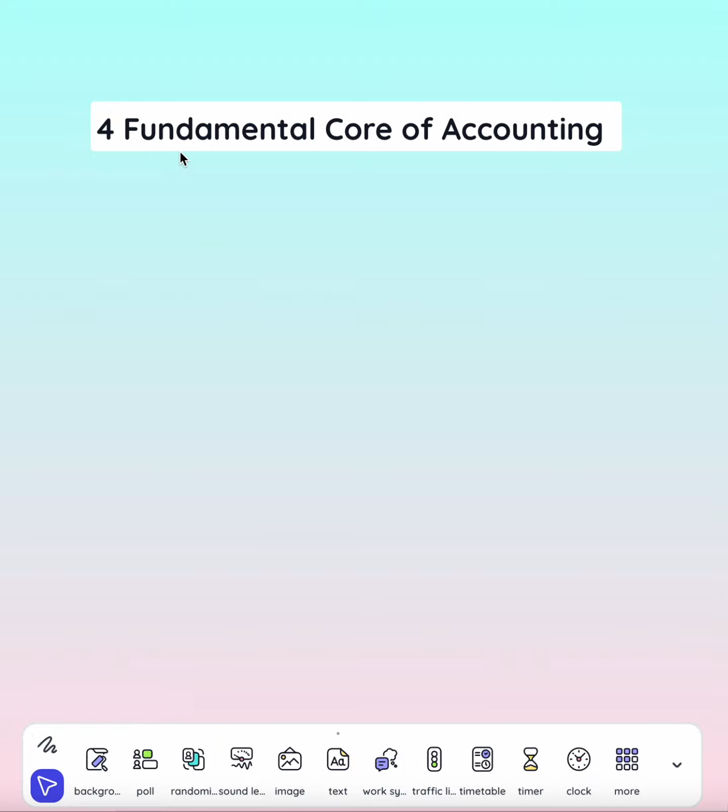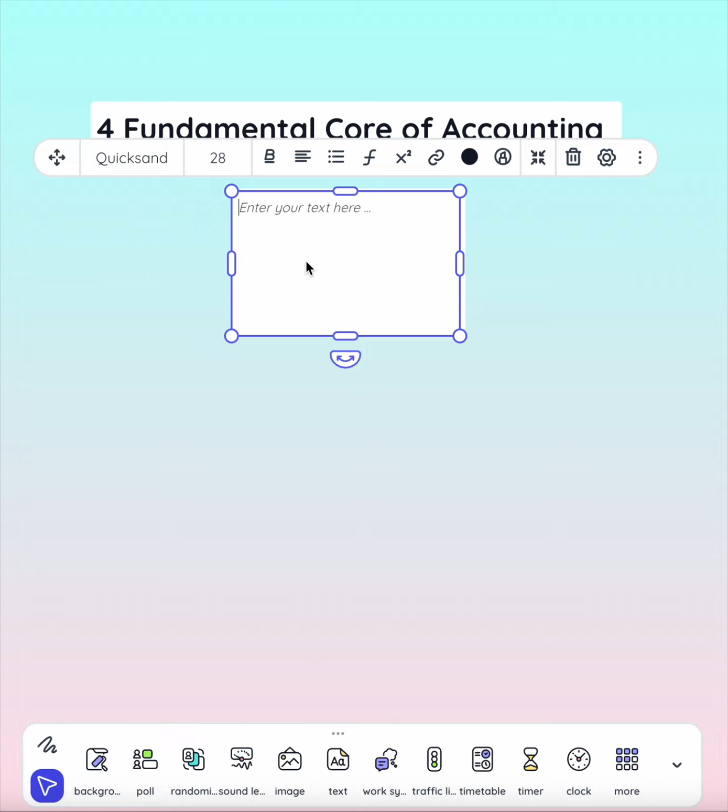Talk about four fundamental cores of accounting. Okay, so let's go one by one. But before that, let's understand why accounting is very important. Accounting is the language of business. It's a system of recording, summarizing, and interpreting the financial transactions. So understanding accounting is crucial for everyone involved in business, whether you are an entrepreneur, investor, or an employee. So let's learn about the core fundamental concepts of accounting, including accrual accounting, financial statements, and cash flow.